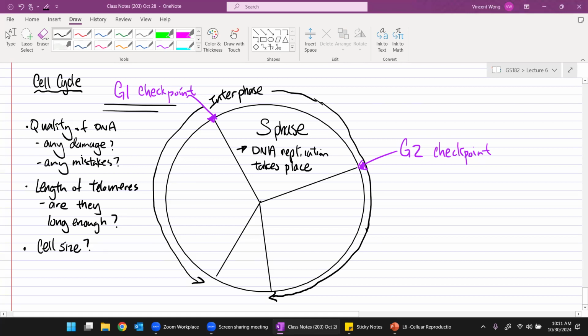Now, you need to check the cell size. Is it big enough? If the cell is really small and you divide it, then you end up with two tiny cells. They might not be able to function properly. So it has to be big enough. All right, cell size big enough.